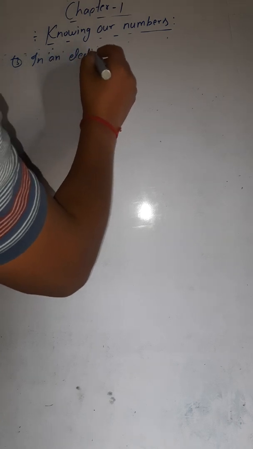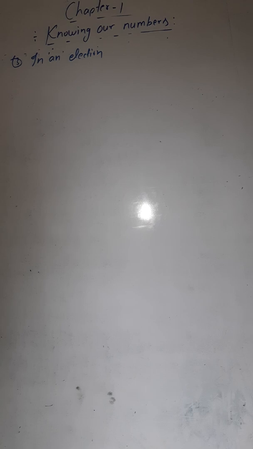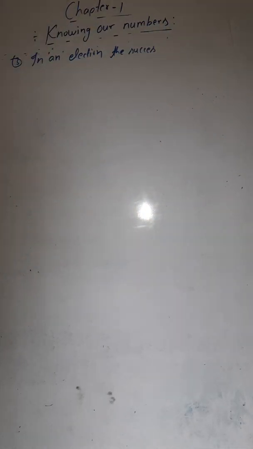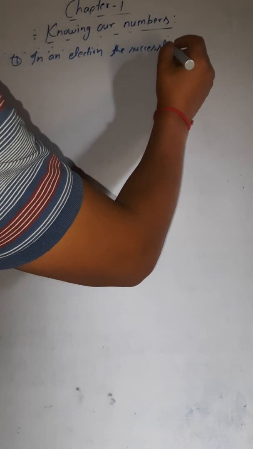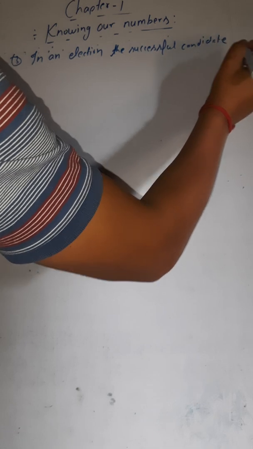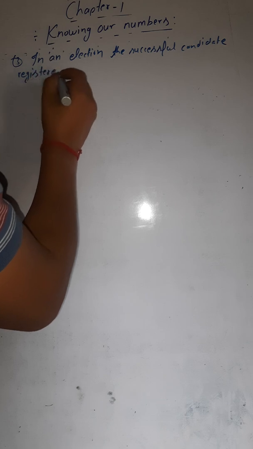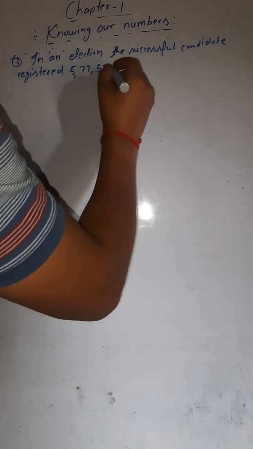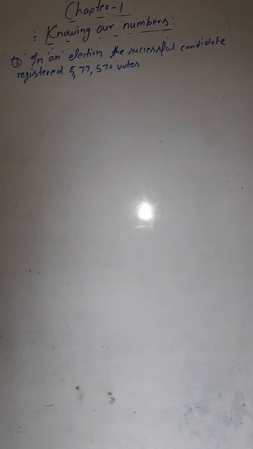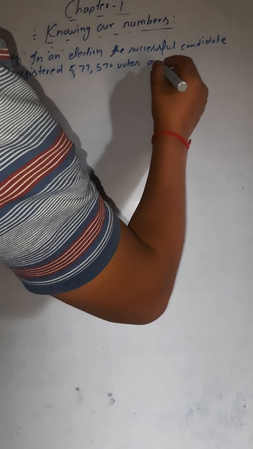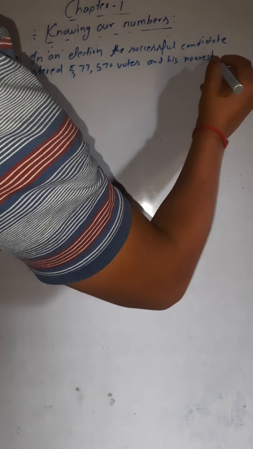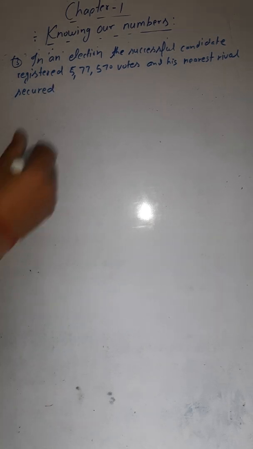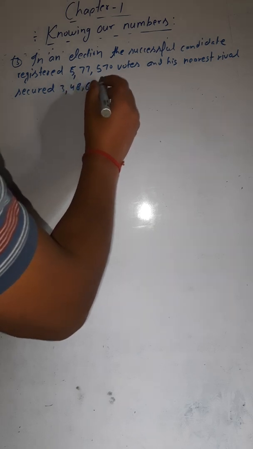In an election, the successful candidate registered 5,77,570 votes, and his nearest rival secured 3,48,685 votes.